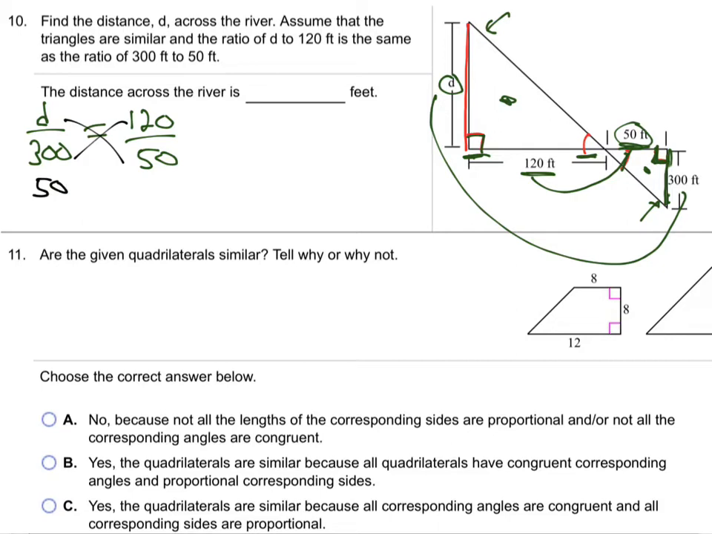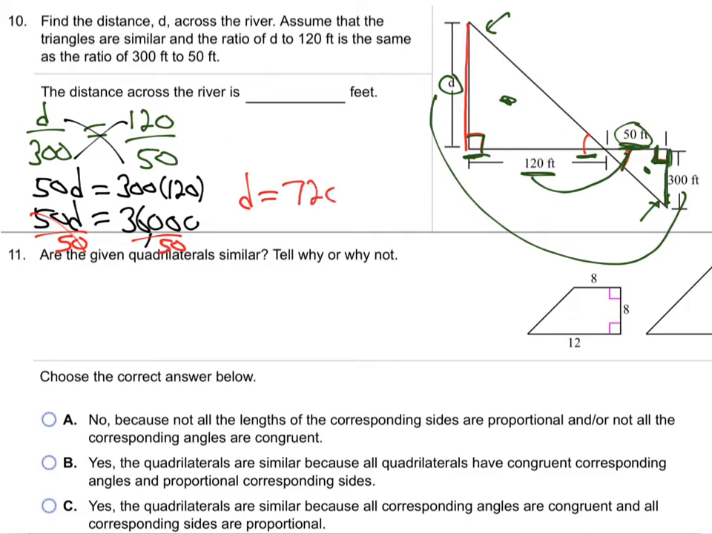Cross multiply. 50 times D is 300 times 120. 50 times D is, what's that, 36,000. And then the last step to finish solving for D, divide by 50. So D equals 720. So D must be 720 feet.